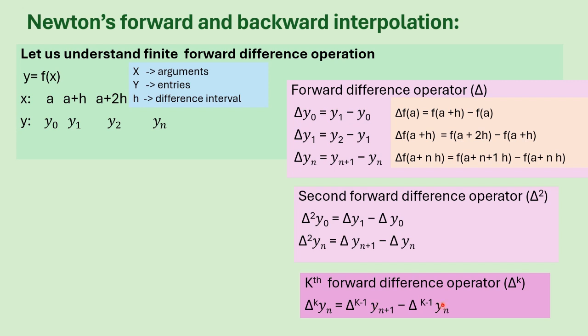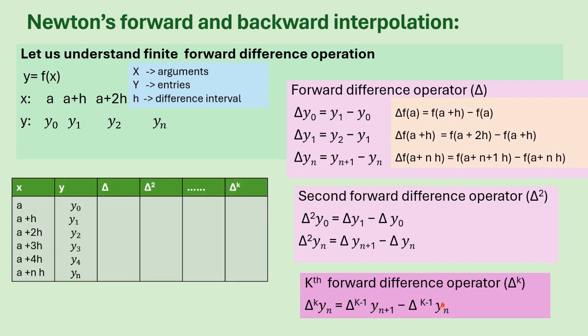Now how to form the difference table? Here we enter the x values, a + h, a + 2h, etc. Then the y values, y0, y1, y2, y3, and so on. Delta is the forward value minus the current value, y1 minus y0, and so on. Similarly, delta square is again the forward value minus the current value.